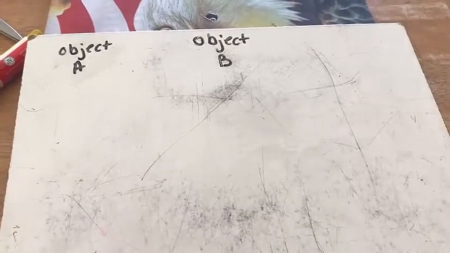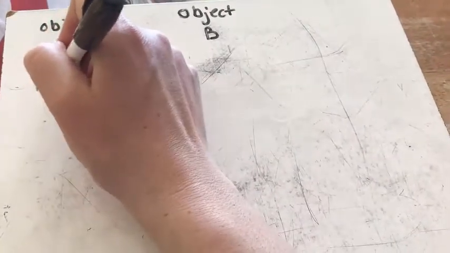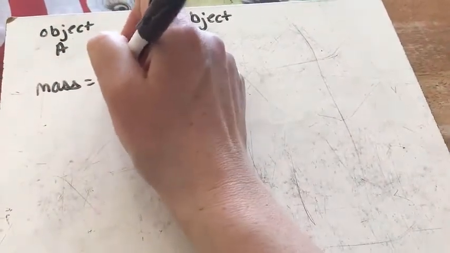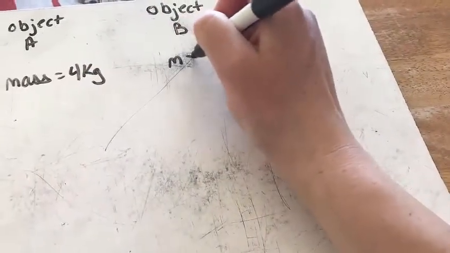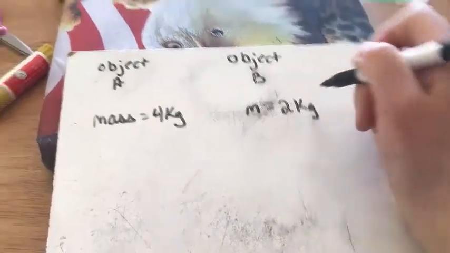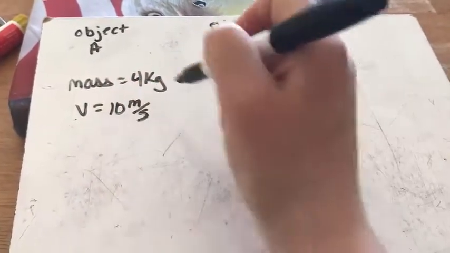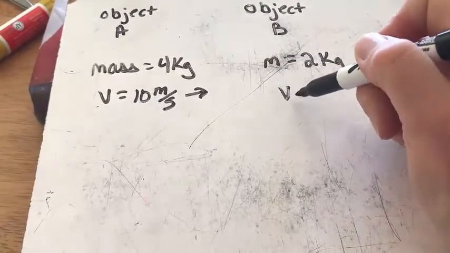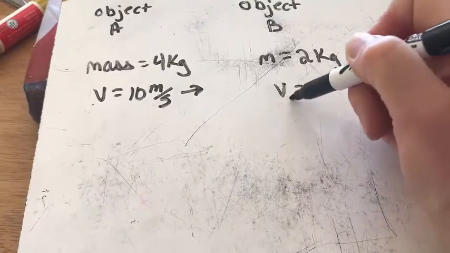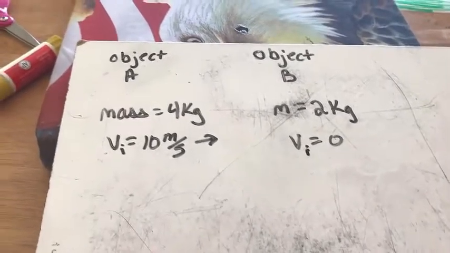Okay, so let's say you have two objects, object A and object B. Object A has a mass of 4 kilograms, and object B has a mass of 2 kilograms. Let's say that object A is moving with a velocity of 10 meters per second in this direction, and object B initially has a velocity of 0, so it's at rest. So these are our initial velocities. What's going to happen is these objects are going to collide and get stuck together.